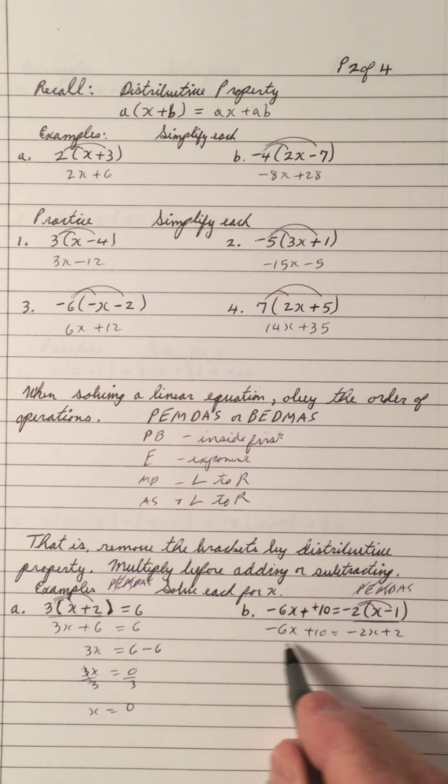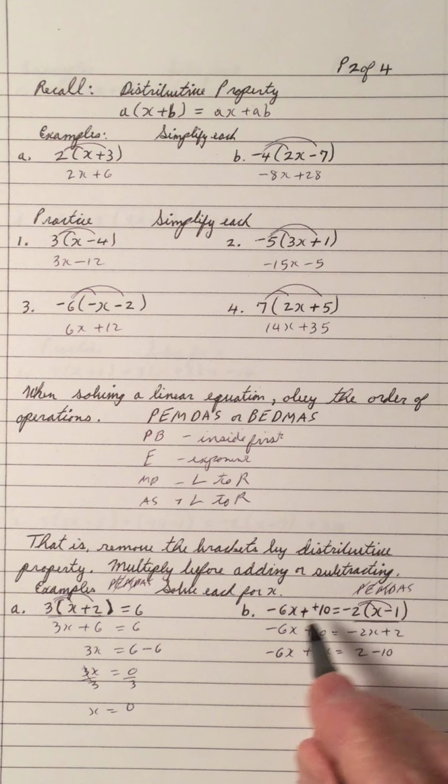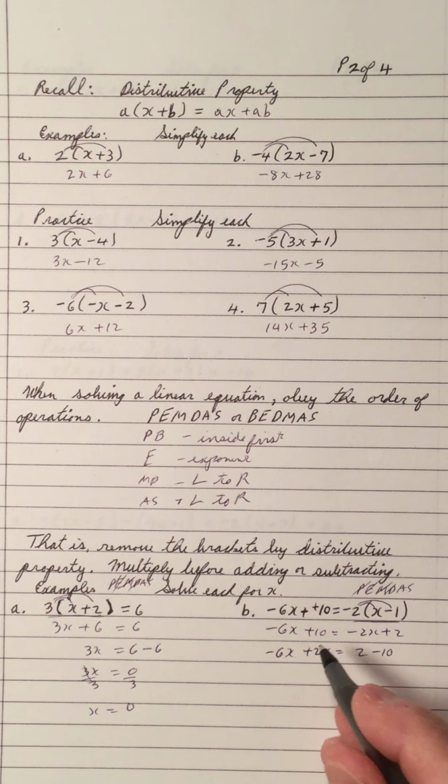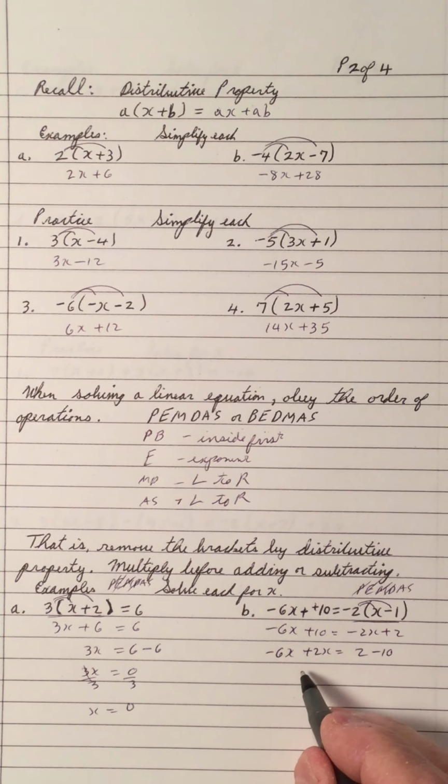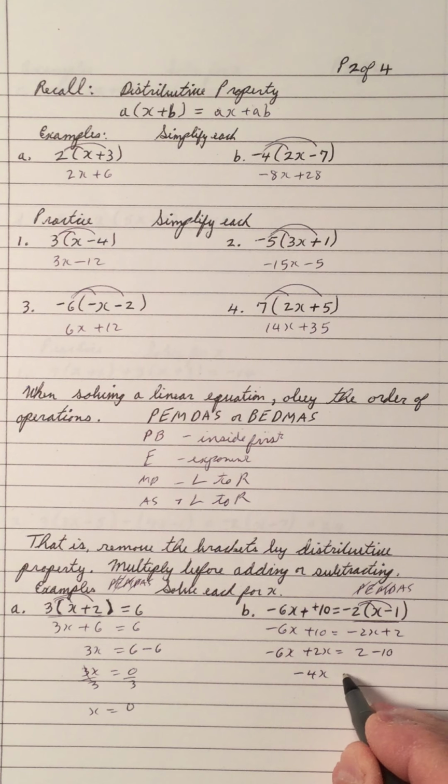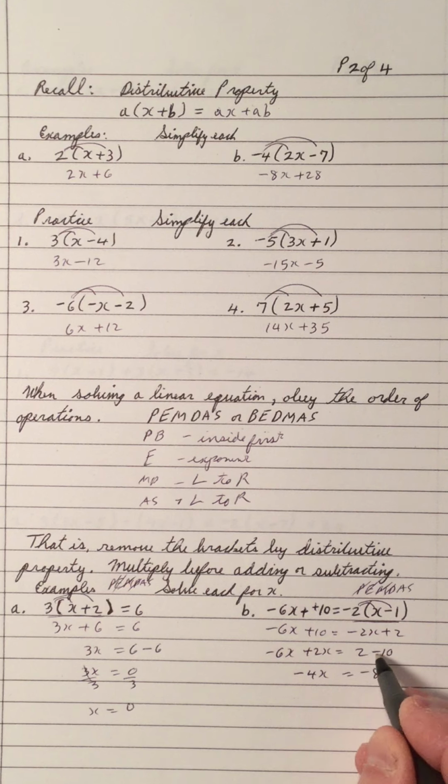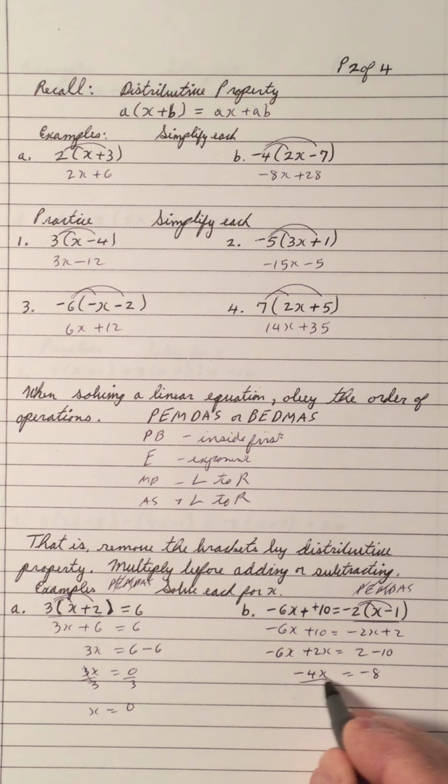And now we add and subtract. So notice the x's have to go to the left. So negative 6, the negative 2 becomes a plus 2 on the left. And the 10 moves over to the right, plus 10 becomes minus 10, because when you transpose, you change a plus to a minus and a minus to a plus. Add up the like terms now. That's 4x, and negative 8. 2 subtract 10 is negative 8, and we divide by negative 4.